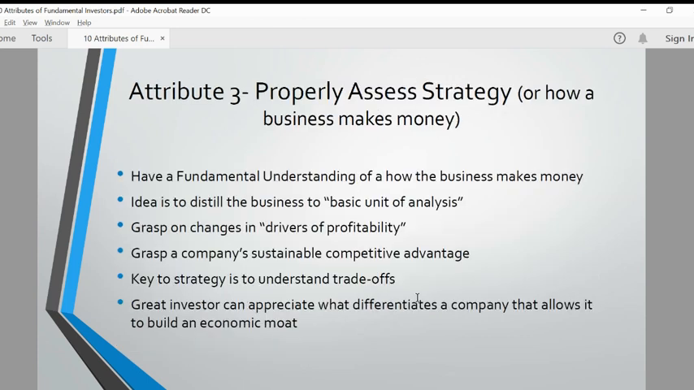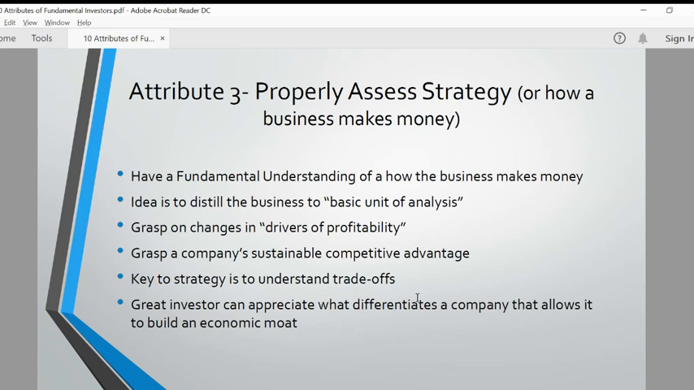Moving on to attribute number three, properly assess strategy, or how a business makes money. Great investors tend to have a fundamental understanding of how the business makes money. The idea is to distill the business to a basic unit of analysis, which varies from industry to industry. They also have a grasp on the changes in drivers of profitability, which can again be very subjective, and can vary across industries.